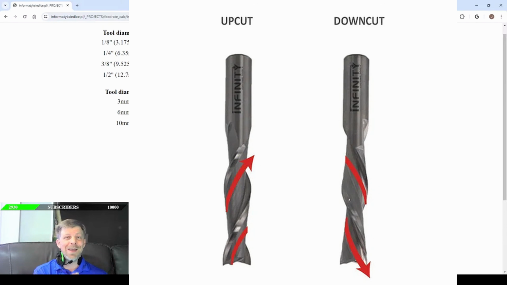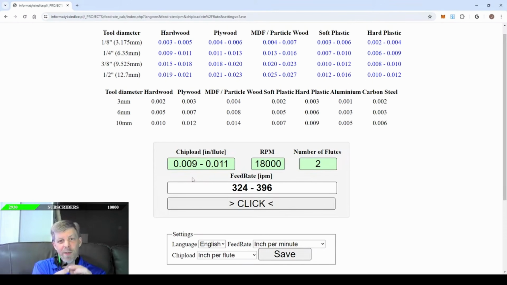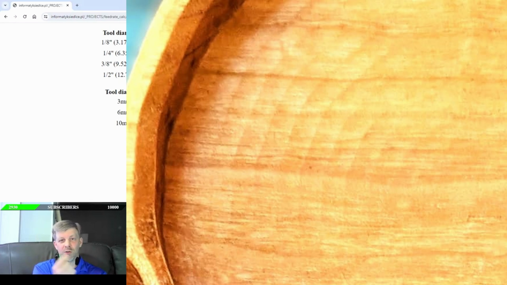Upcut leaves a clean bottom surface while pulling the fibers up and out, so it always leaves a frayed top edge. Your downcut bit will shear that top edge and force all of those chips downwards. But because they're recutting at the base of the bit, the bottom of your cut will always have these marks or little swirls.